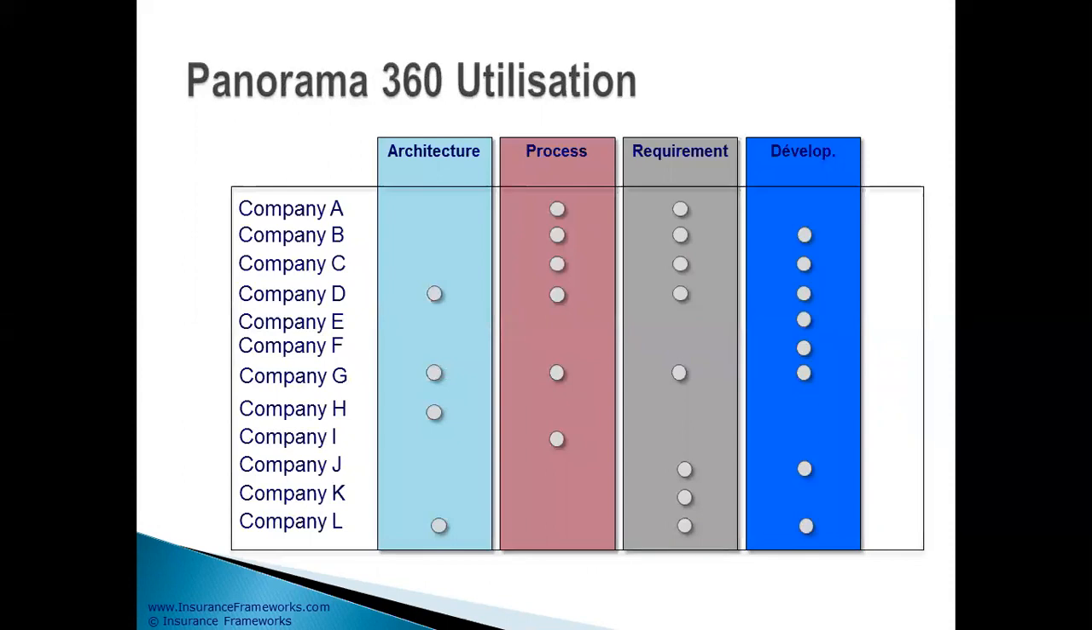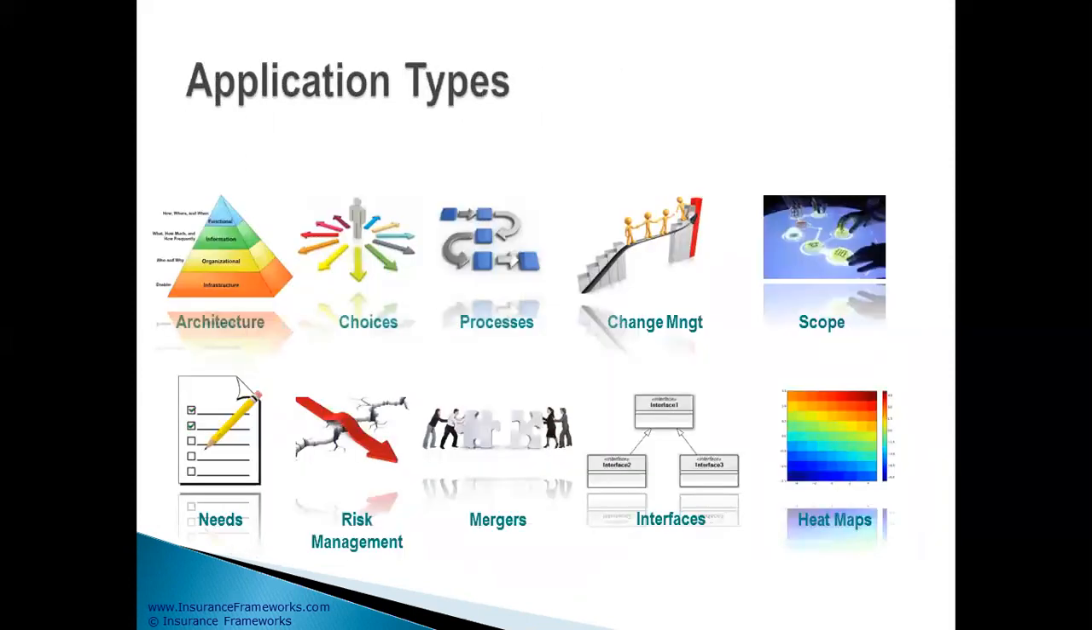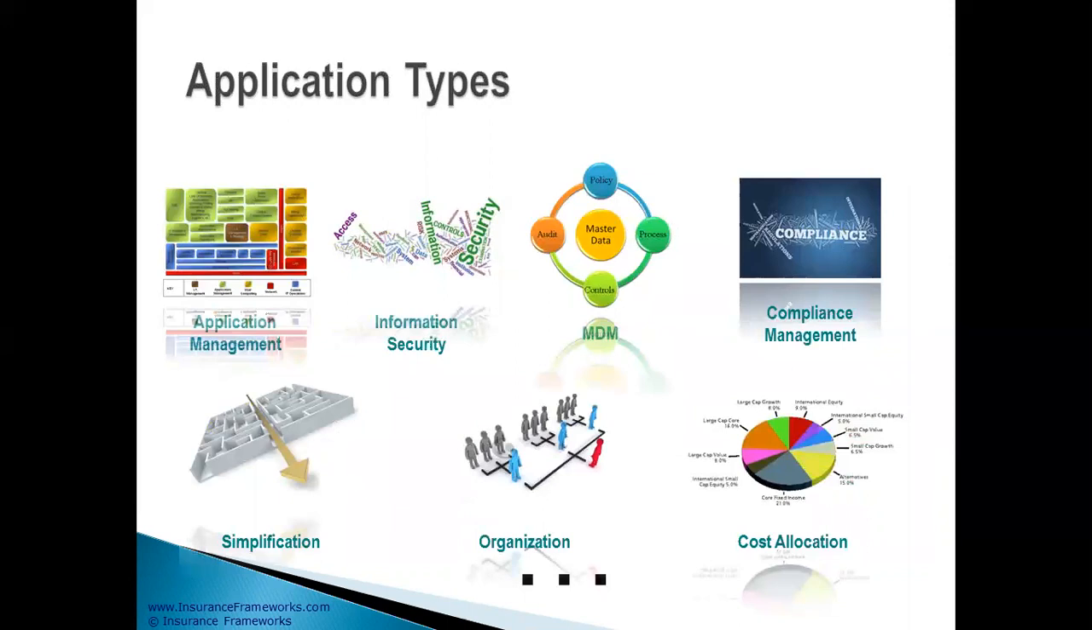Initially, Panorama 360 in the early year 2000 was used for business architecture, process design, business requirements, and systems development. Afterward, Panorama 360 started being used in a number of other situations, and those situations are endless, and I cannot name all of them in these slides, but they can be used for compliance, organization structure, application management, and even master data management.